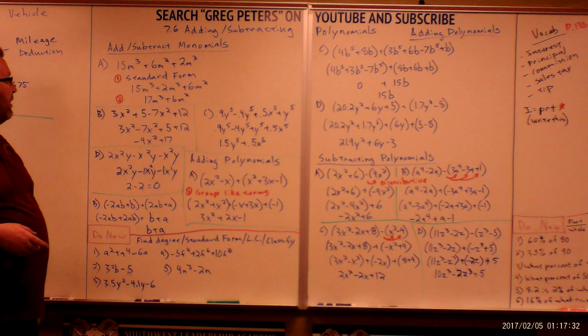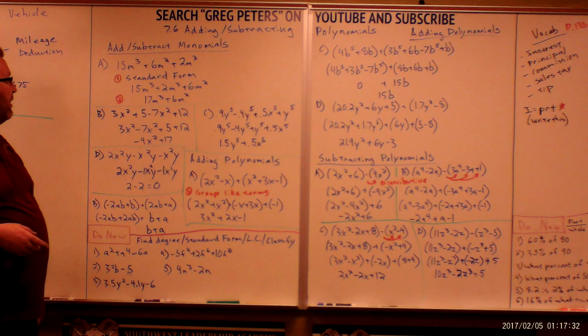Okay, so the first section, obviously we were doing classification, right? We need to be able to call these certain things: find a degree, standard form, leading coefficient, and then classify them. Now, we're going to add and subtract. First I'm going to start with monomials, and then we're going to go to polynomials. What's the difference between a monomial and a polynomial?